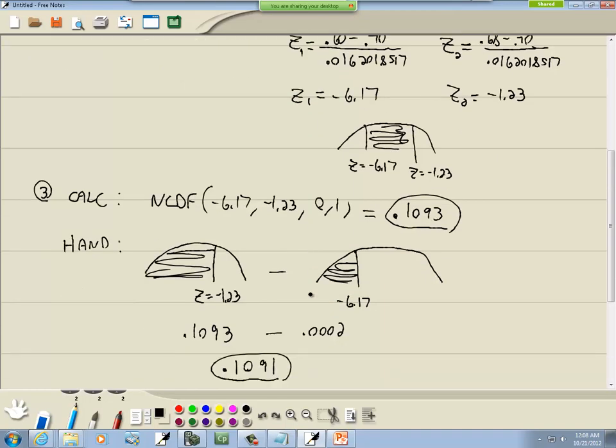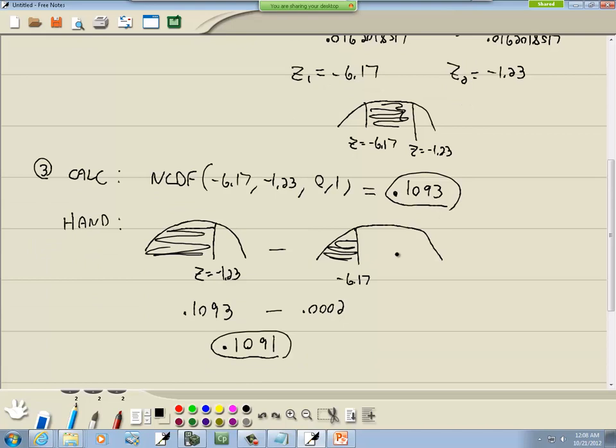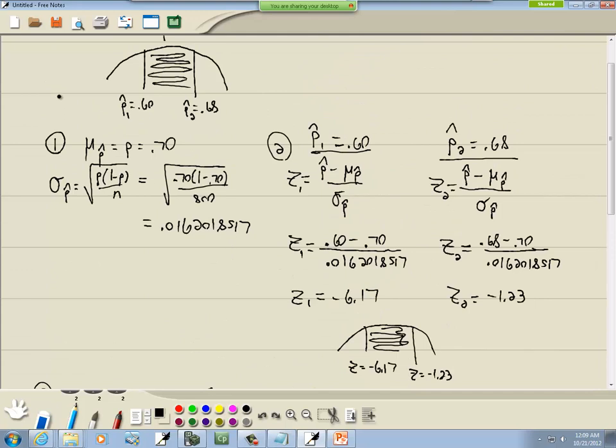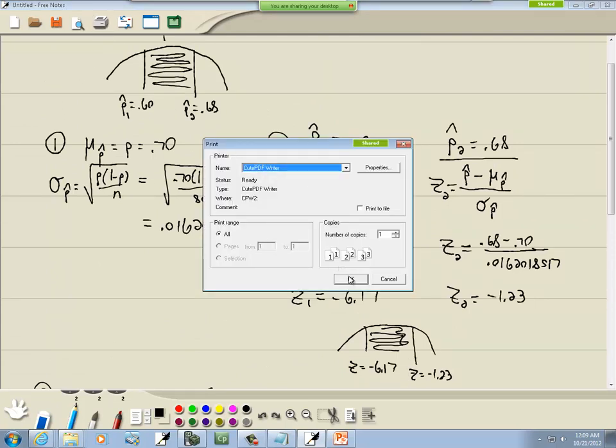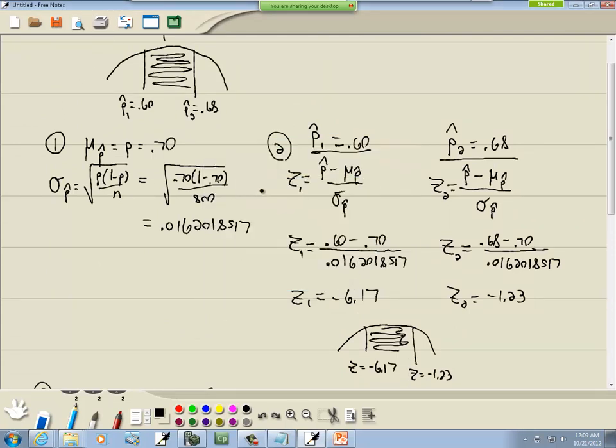And where's the calculator? Oh, 0.1093. So it's not exact there, because I couldn't do an exact value since that isn't even on our table. So again, your calculator will always be a little bit more precise than the table. And let me save that. And then we've got the last part to look at.